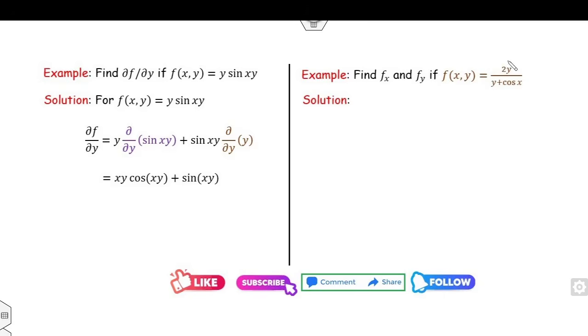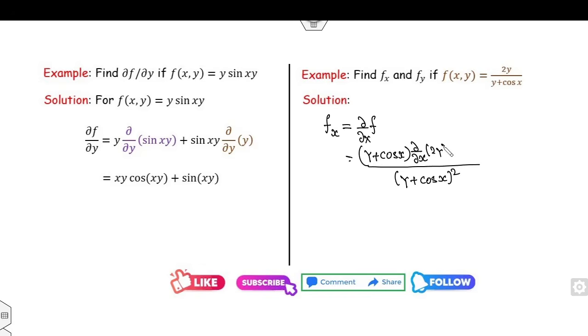Look at this case. Again, I can find the partial derivative with respect to x. Basically, this is del upon del x of this. So I can use the product rule or I can use the division rule. That will be y plus cos x whole square, in which it is y plus cos x into del upon del x of 2y, minus 2y del upon del x of y plus cos x. Fine.